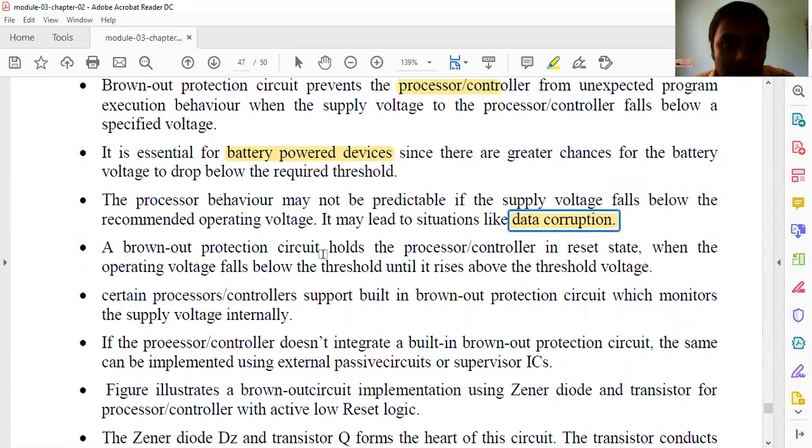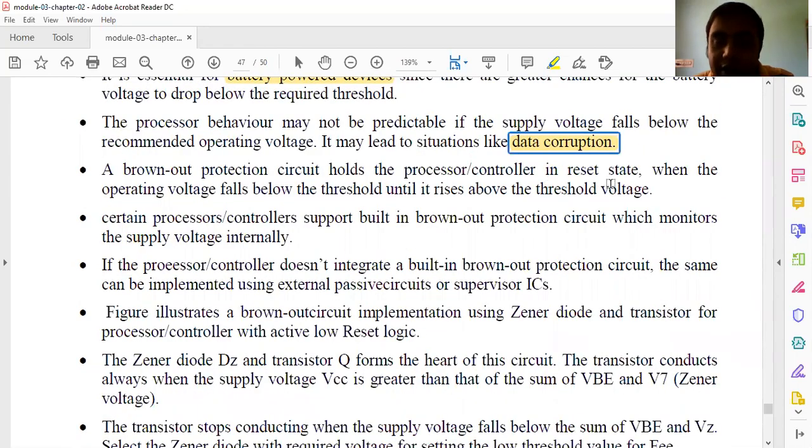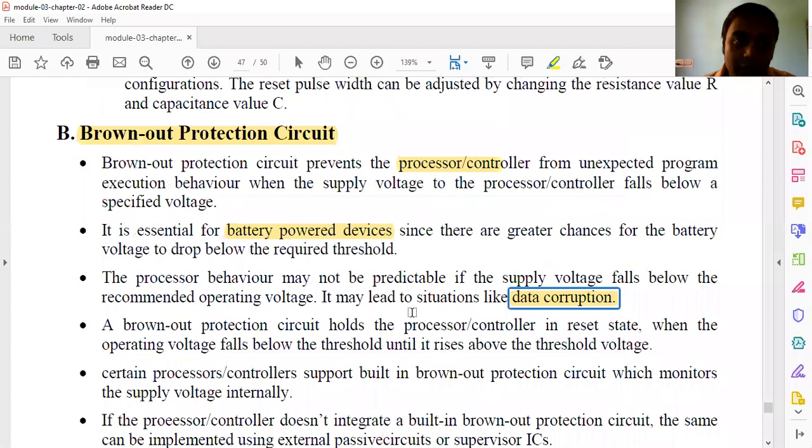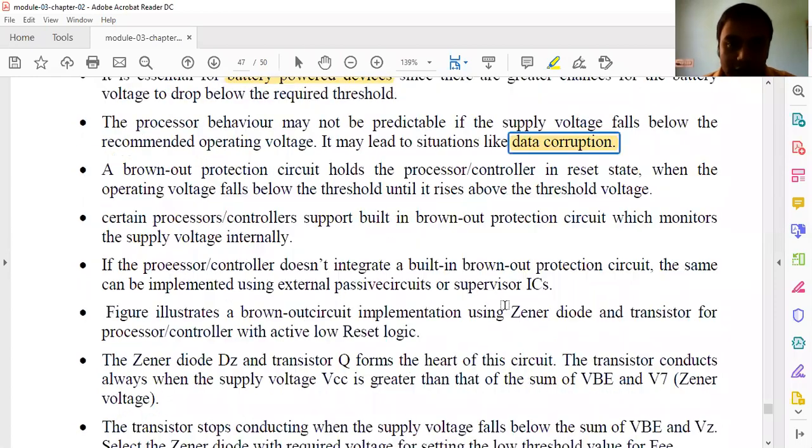So in order to avoid this, they go for the protection circuit. A brownout protection circuit holds the processor or the controller in reset state when the operating voltage falls below the threshold. It's very simple, right? So whenever the voltage provided by the battery is going down from the specified voltage level, then suddenly the brownout protection will put on the reset button. Do you understand? Then it will avoid the data corruption, nothing but it will avoid the device getting into unusual behavior. So that's a point you need to remember.